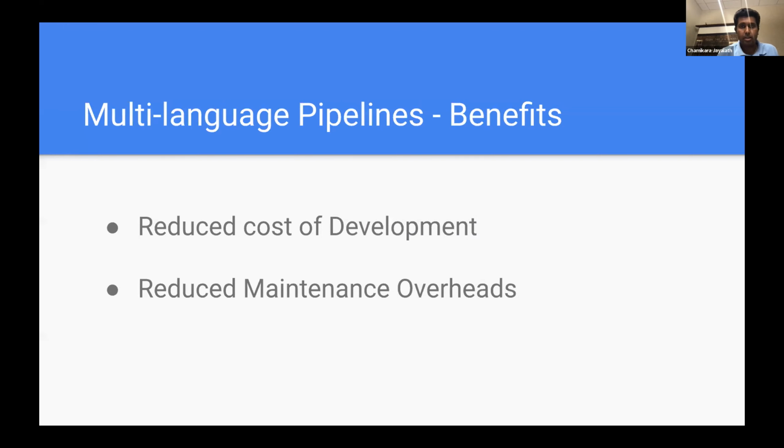All right. So what are the benefits of multi-language pipelines? There are two key benefits. The first one is that it significantly reduces the cost of development. It used to be that we had some very complex transforms in Beam that were implemented in different SDKs. Basically the same functionality, but in different languages. With multi-language pipelines, you don't have to do that anymore. You can just develop it in your favorite language SDK, and you can offer it to pipelines developed in all the SDKs.